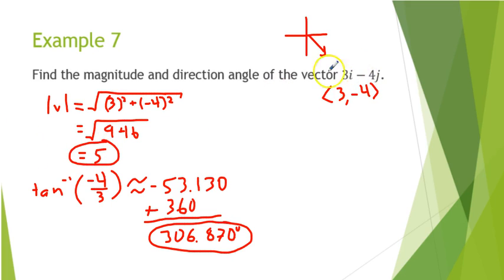So just be careful about looking at where your vector is, seeing which quadrant it's in, and then adding the appropriate number to make sure that your answer is describing what we want, the counterclockwise rotation starting from due east.